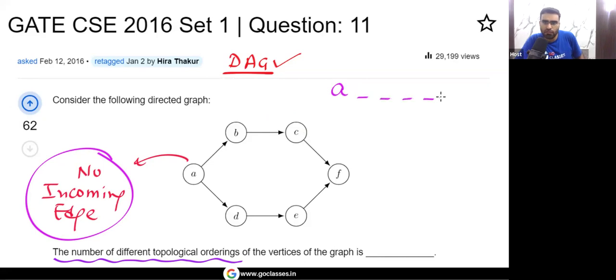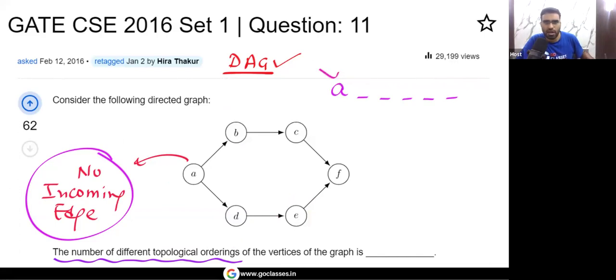Now there are a total of 5 more vertices, because remember topological ordering is a linear order. What I need to do is put these elements in a linear order. And what is the condition for topological order? The condition is, if there is an edge from B to C, then B should come before C. If there is an edge from D to E, then E should come after D. Okay, so this is the condition. So you can see the starting point will be A.